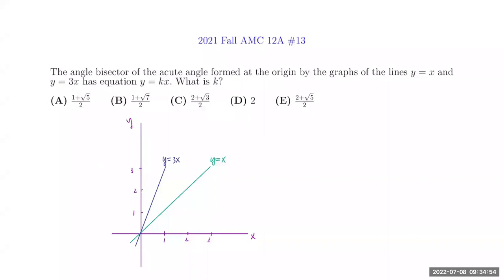The angle bisector of the acute angle formed at the origin by the graphs of the lines y equals x and y equals 3x has equation y equals kx. What is k? So here's the graph on the coordinate plane.